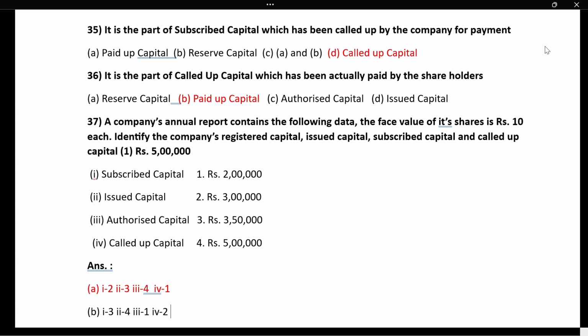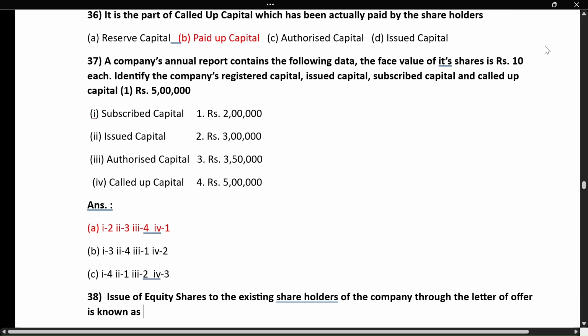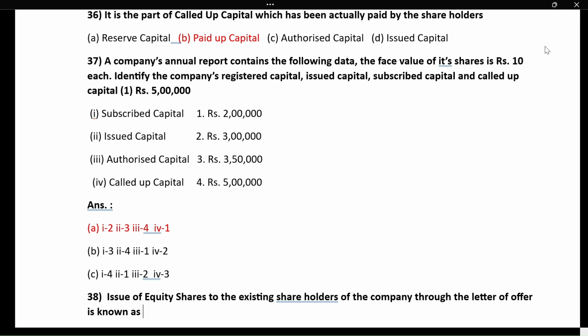The company's annual report consists of the following data. The face value of its shares is rupees 10 each. Identify the company's registered capital, issued capital, subscribed capital and called up capital. See here they have given you the subscribed capital. You have to match. I have given it in the form of match. You can refer to the textbook company lesson, it is there.